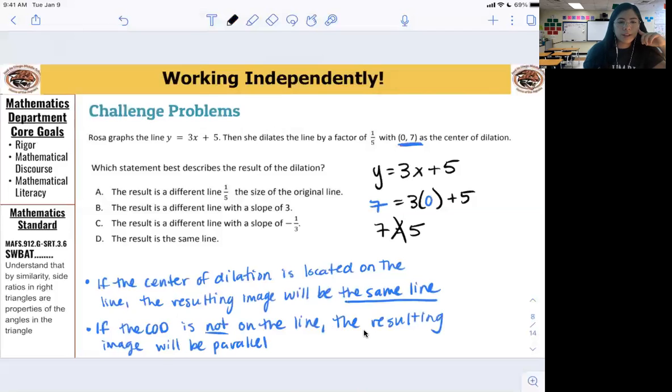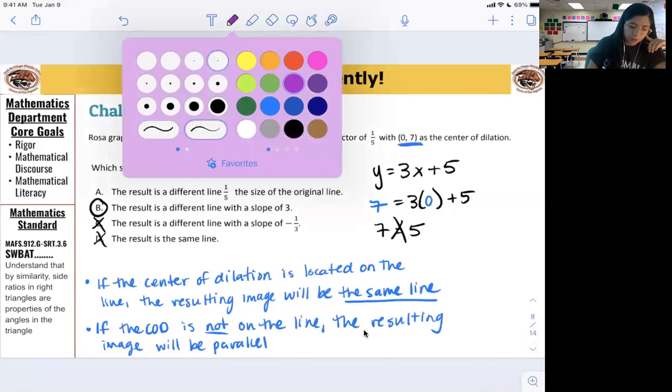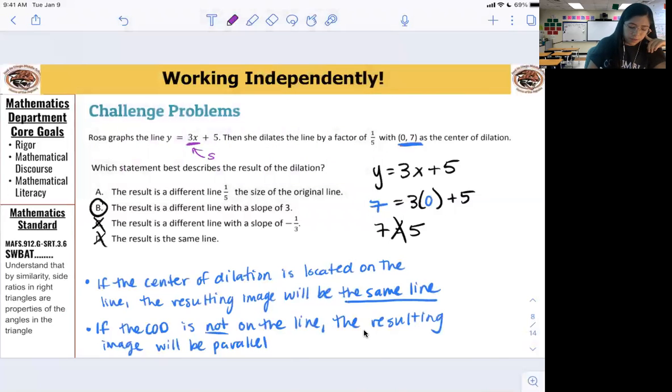So let's check the answers. What's it going to be? They're going to be parallel, so what has to be true? They have the same slope. So C is out. So that means it's B, because the original line had a slope of 3. So the new line should also have a slope of 3. So it's B. Questions on this one?